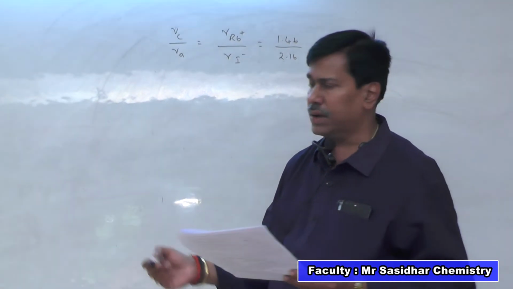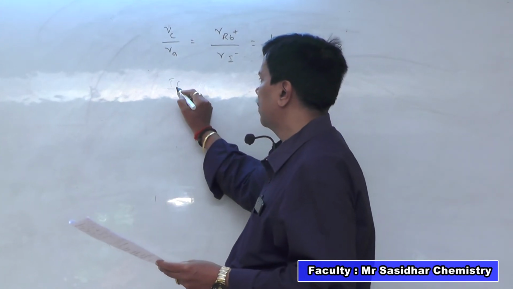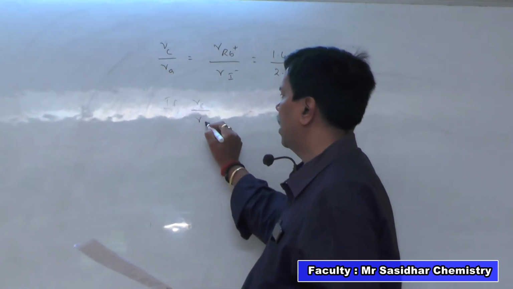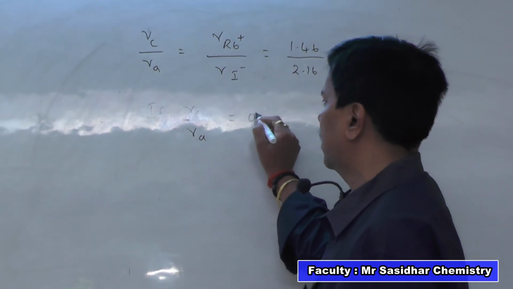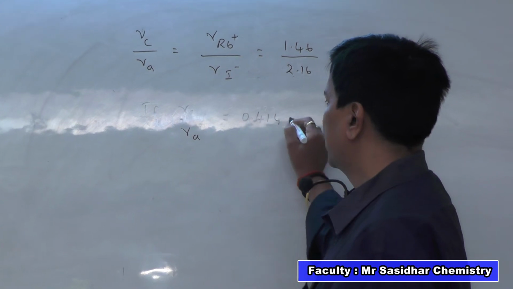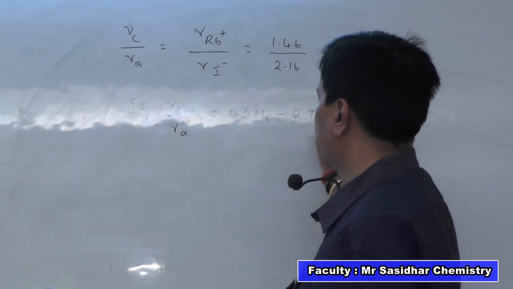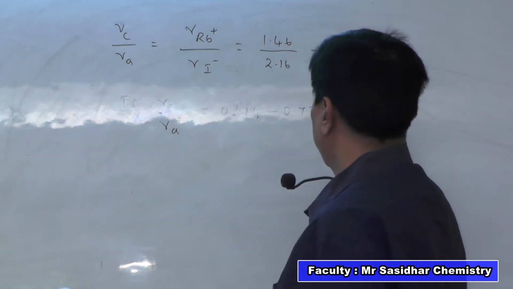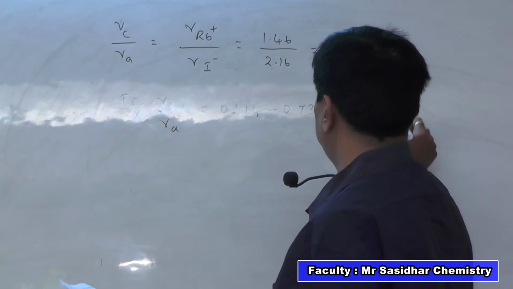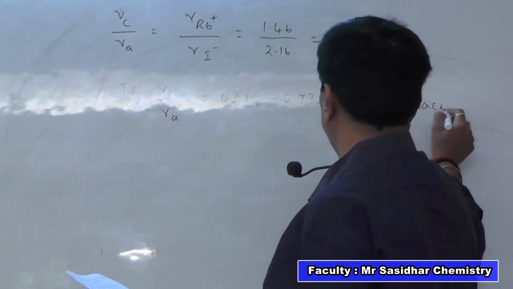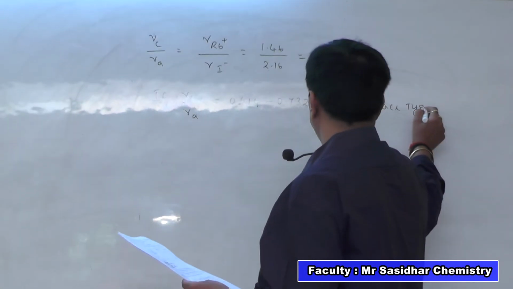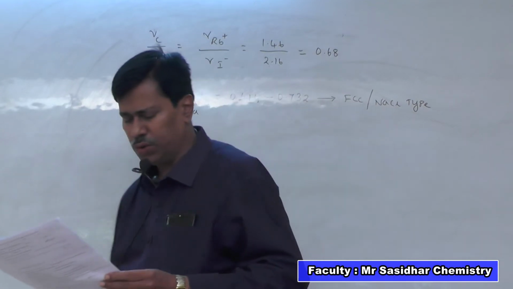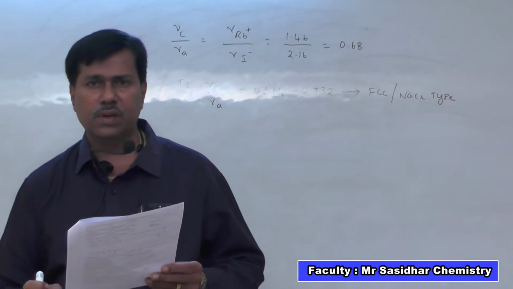Now let us correlate. If rc by ra is in the range of 0.414 to 0.732, it is FCC or NaCl type. So it should be option number 2.